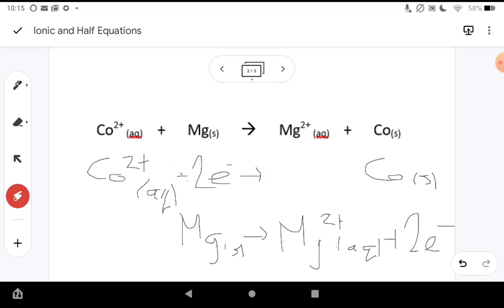Now, we actually use this for another thing because this is used for identifying redox reactions. And a redox reaction is a reduction and an oxidation. Reduction being the gain of electrons and oxidation being the loss of electrons. We often refer to this as OIL RIG. Oxidation is loss, reduction is gain. So this one has gained electrons. So cobalt in this case has been reduced. Magnesium has lost electrons. So magnesium has been oxidized.